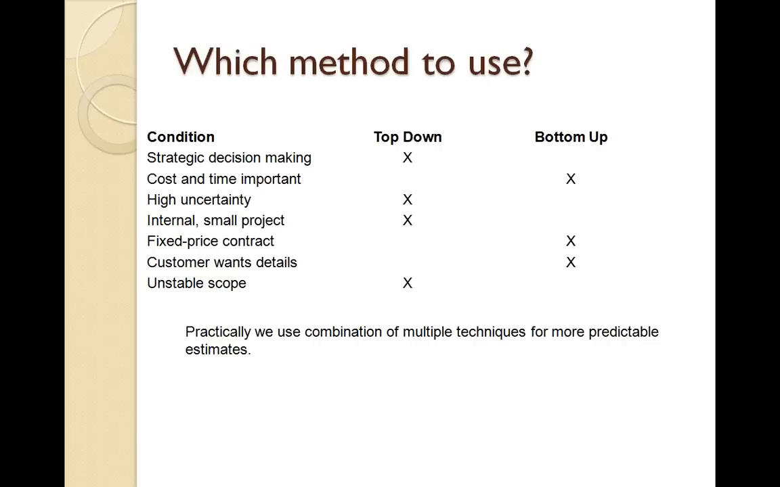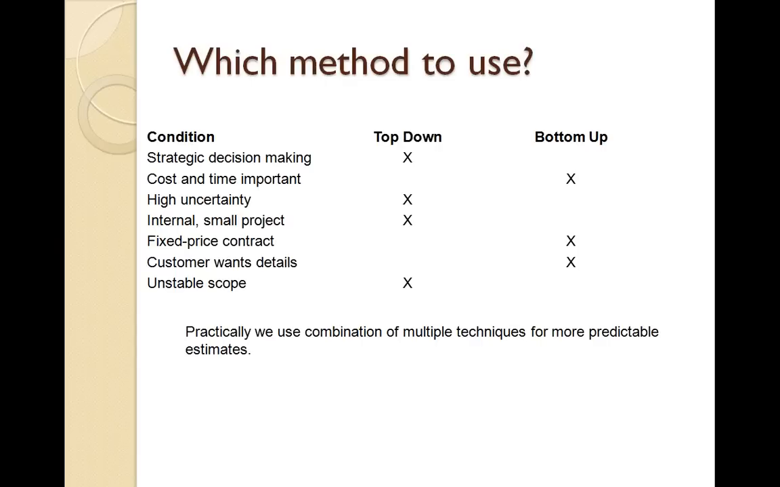You go to the lowest level, you identify each and every task, you estimate the task and roll up at the higher level. If the customer wants all the details, then also you will have to go to the task level and provide the estimates based on the facts. So you're not talking based on just some expert's opinion or someone's feelings. You are talking on the basis of data and facts. If the scope is unstable, if the scope is changing very frequently, then it's recommended that we use top-down models. So these are some of the guidelines that we can use for identifying the estimation techniques. And practically, what we do in the industry is use a combination of multiple techniques so that more predictable estimates can be generated.